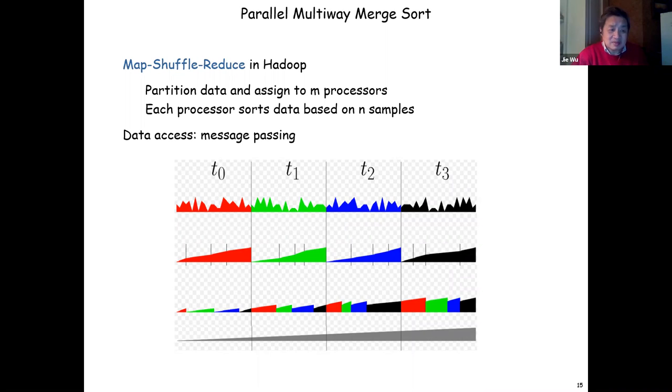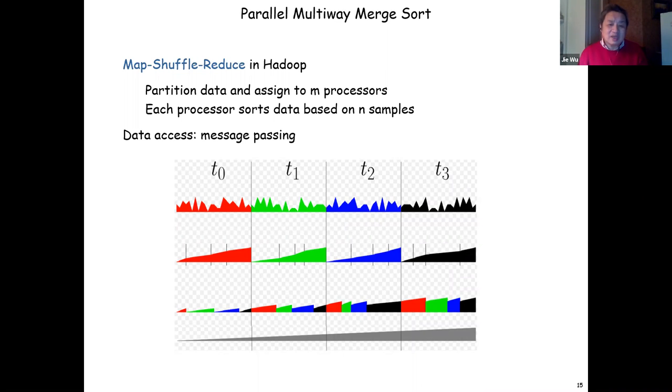In the past, when we dealt with data, we assumed that all data is in central memory. But for this one, the data is associated with different machines, like different sites. That's why we have different colors. For example, you have 4 sites, 4 machines. Each machine has a subset of data, right? Different colors: red, blue, green, black.